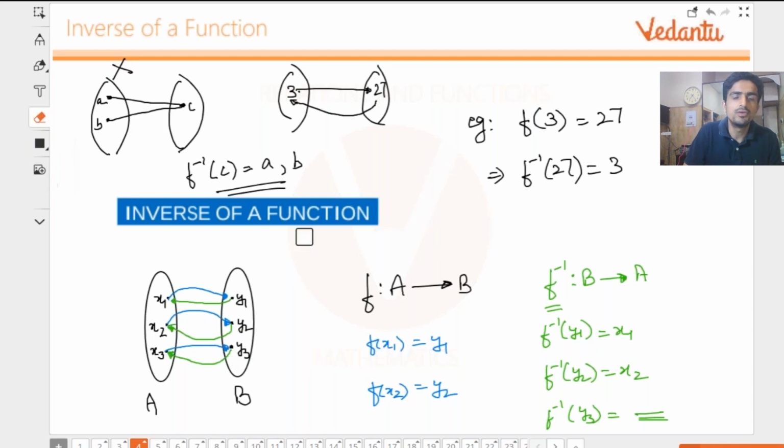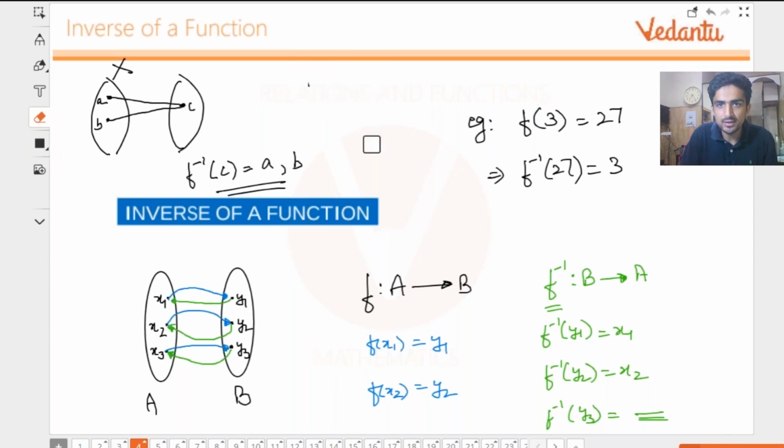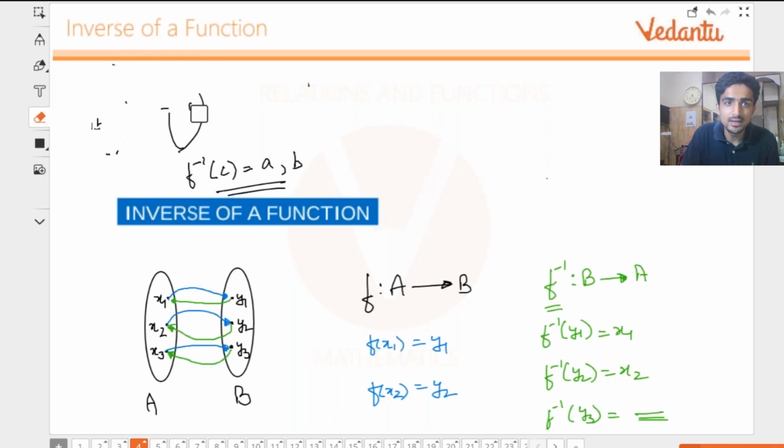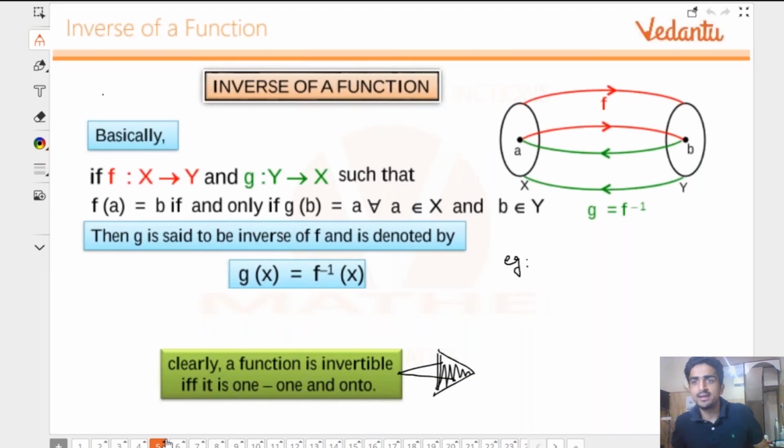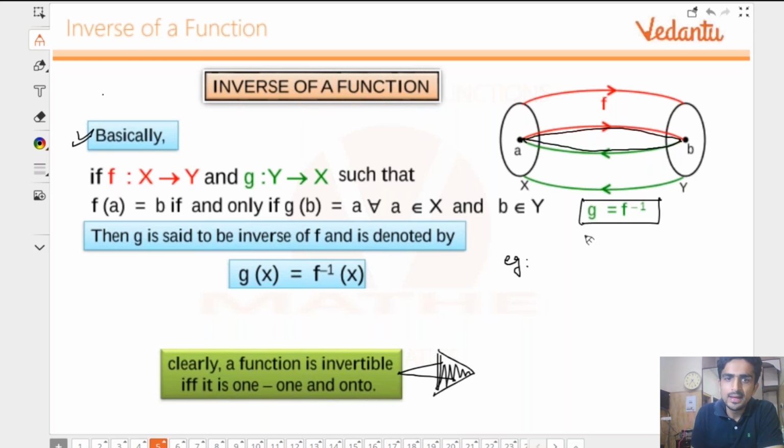So inverse will only exist if function is 1, 1 and onto. Otherwise, inverse will not exist. So now let us come to the definition. Yes, that is f must be bijective. So that is a formal definition I just explained to you. If f is x to y and g is y to x, such that if f takes a to b, then g takes b back to a, then such function is called inverse of f. It is denoted by f minus 1.